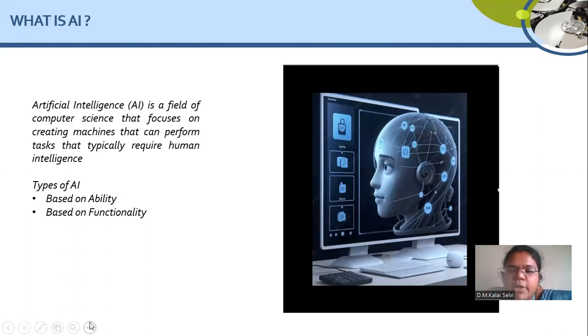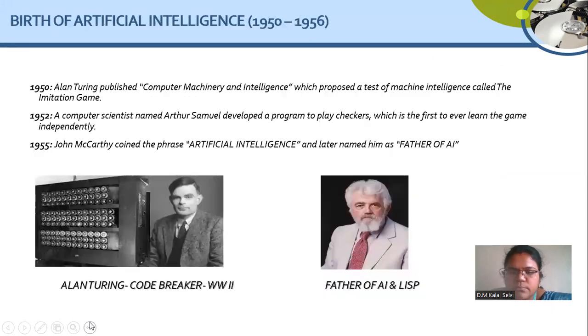They are based upon functionality and ability. The AI will be divided into two major categories. One is based upon the ability of the AI machine to work, and one is based on the functionality. What are the functions the AI machine is doing? Based upon that, we have the two categories in AI.